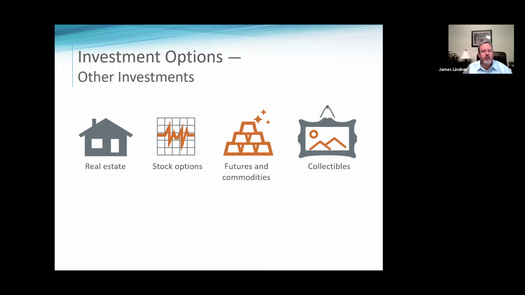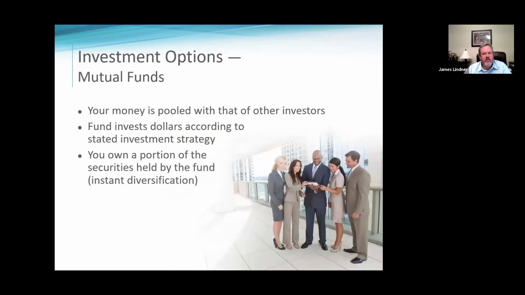Some people sell those because they get the premium. I'll sell it to you for a premium, and I get to keep the premium. As long as you don't exercise it, I get that money no matter what. But it's really risky, so you've got to be careful about that. Then there are futures and commodities like gold and silver, and then collectibles. Some people buy collectibles, cars, paintings, art, whatever it might be. So there are other ways to invest as well, other than the standards, stocks and bonds.